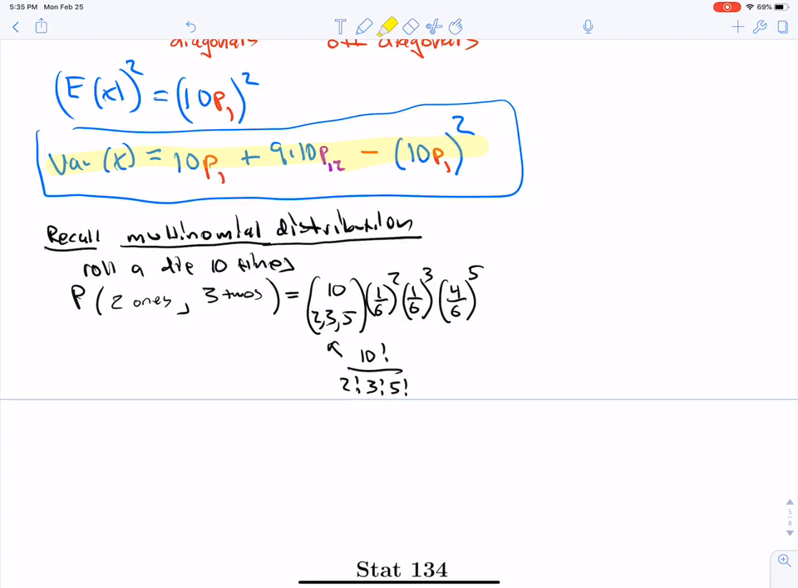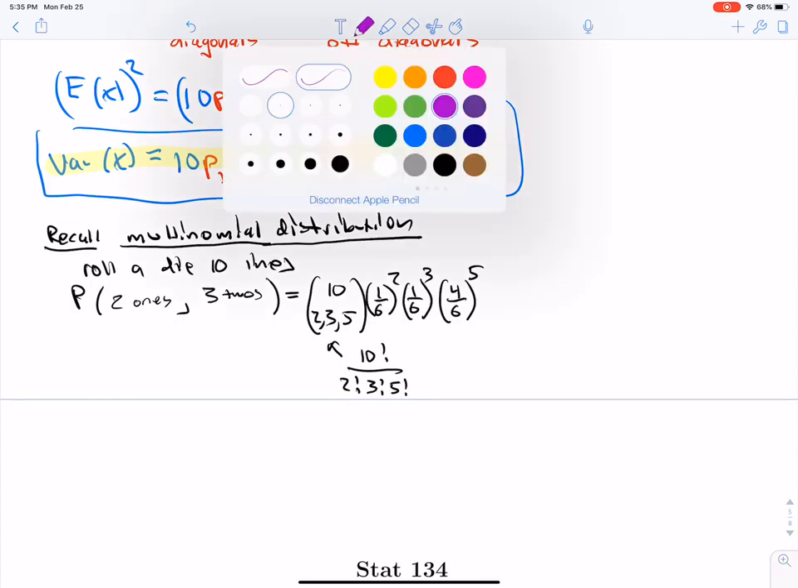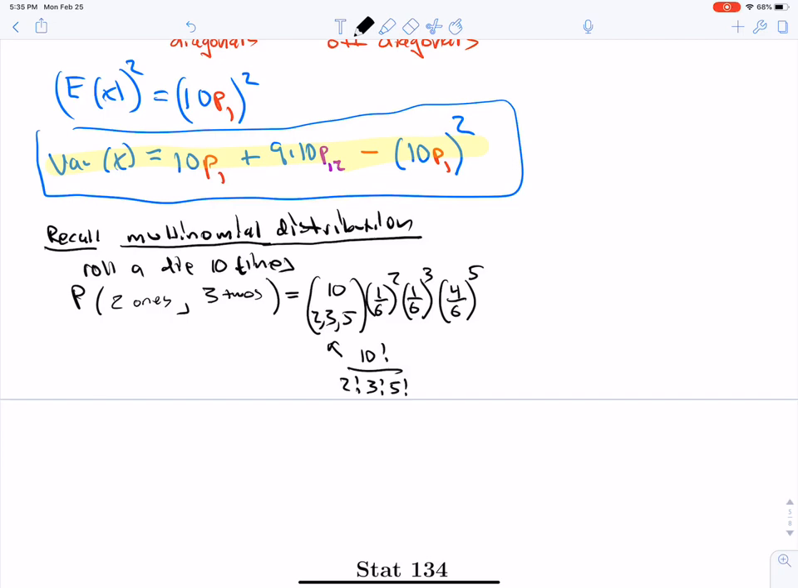So now let's recall the multinomial distribution. Say we roll a die 10 times, and so the probability that we have 2 1s and 3 2s, and that goes without saying that then we have 5 non-1s or 2s. So we have (1/6) squared, (1/6) cubed, and then there's 4 faces that aren't 1s or 2s, and we have 5 of those, and then we have our multinomial distribution.